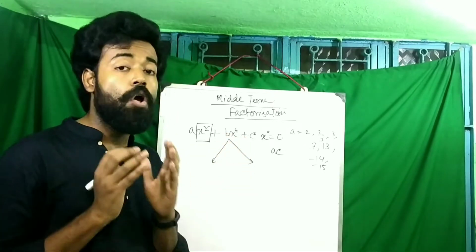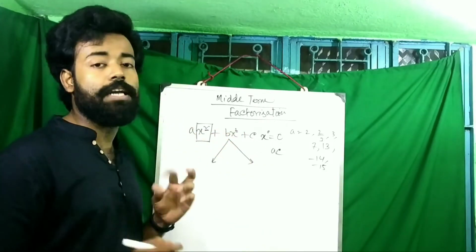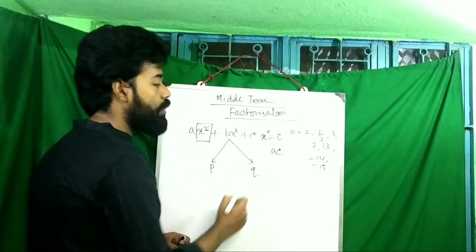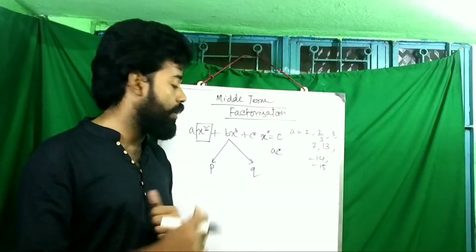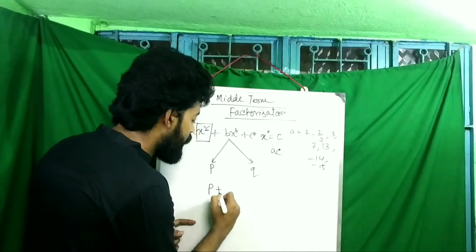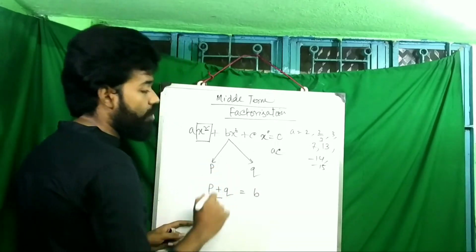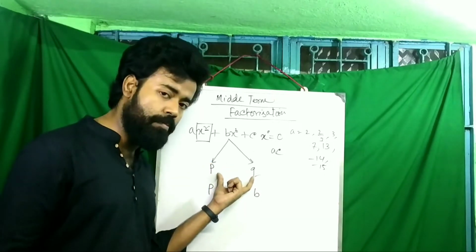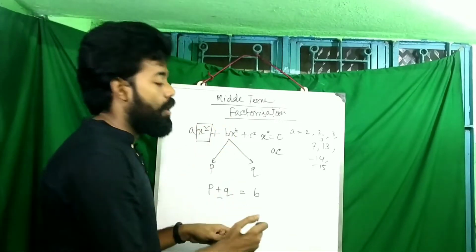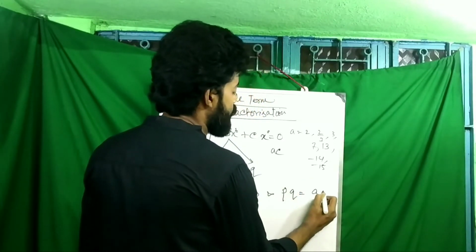In the middle term, whatever is present with x, the coefficient, that is b. So we will break the term b into two different numbers. Suppose I am calling them p and q, such that p plus q we will get b, or p minus q again we will get b. Means on adding these two numbers or on subtracting these two numbers we will get b. And another condition, we have to multiply these two numbers and it should match with AC.